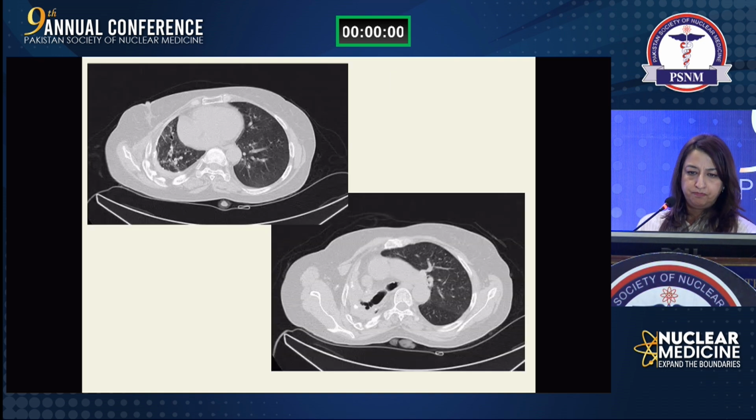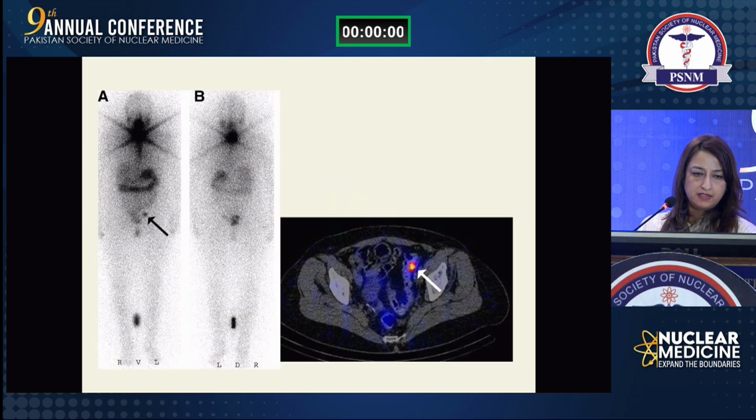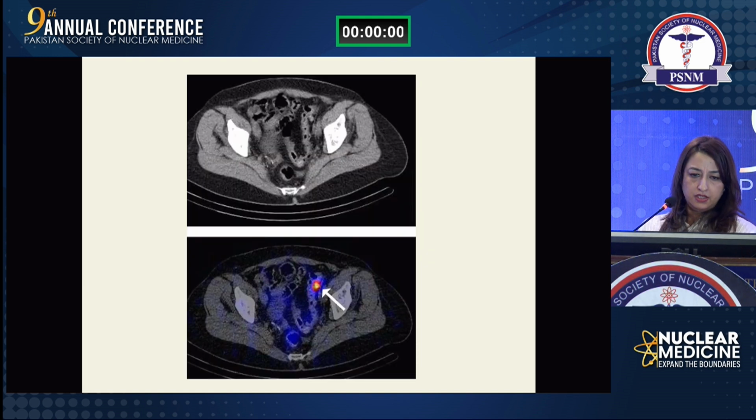Okay, I will go to the last case. Yes, I will hurriedly go through the case. This is an iodine 131 post-ablative scan. Here you can see focal uptake in pelvis. And on CT correlate, you can see that it is in sigmoid colon. And here you can see there is a diverticula in the sigmoid colon, and there is perilesional fat stranding. So this was diverticulitis, a benign uptake.